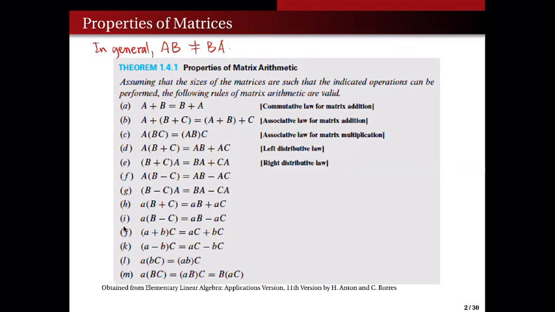Okay, letter J. This time you have two scalars being added, and then you multiply the matrix C. So this time your matrix is being distributed over the sum of these two scalars. So you have AC plus BC. And similarly, if you have subtraction, that is letter K.